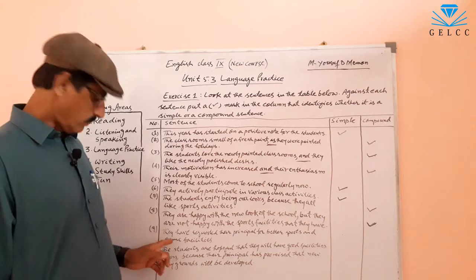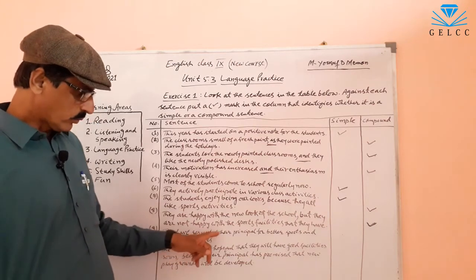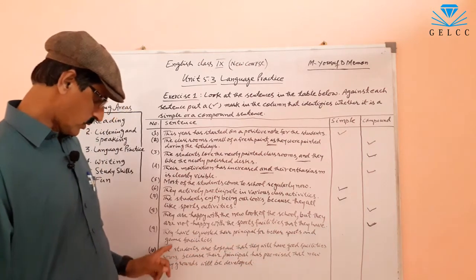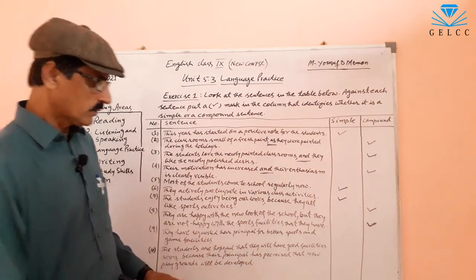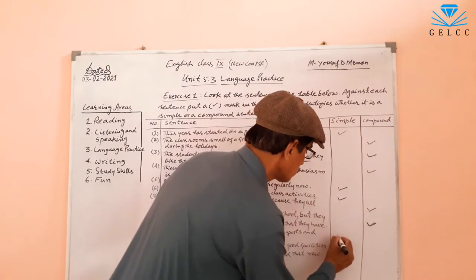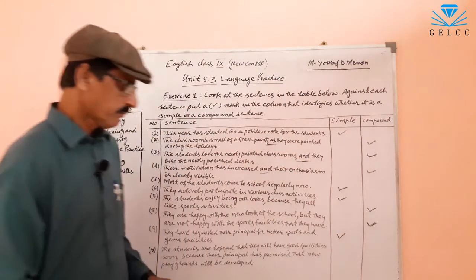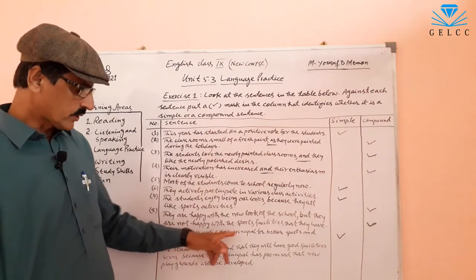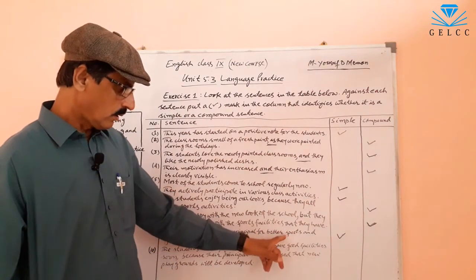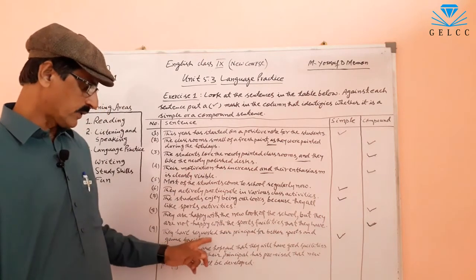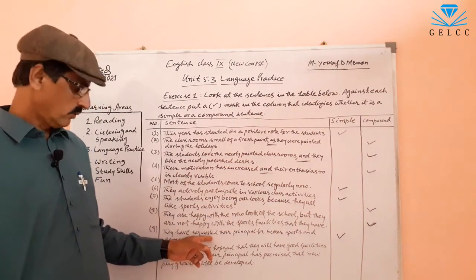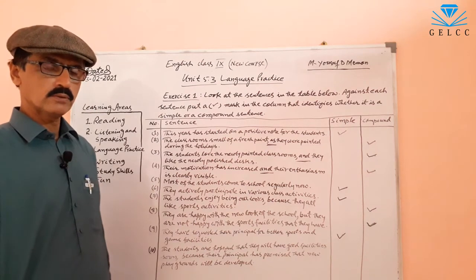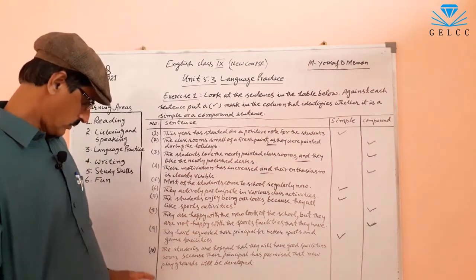Now, sentence number 9. They have requested their principal for better sports and game facilities. It is a simple sentence because there is a subject. Have requested their principal for better sports and game facilities is a predicate. The verb is one, requested. It is a simple sentence, one subject and one predicate.